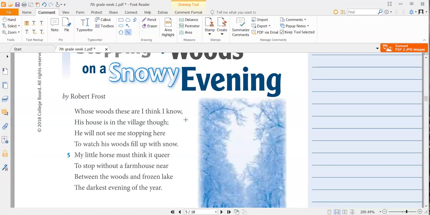So there's no real image there. "His house is in the village, though." Once again, there's no image. We have no idea what kind of house, how big this house is, what color, nothing like that.